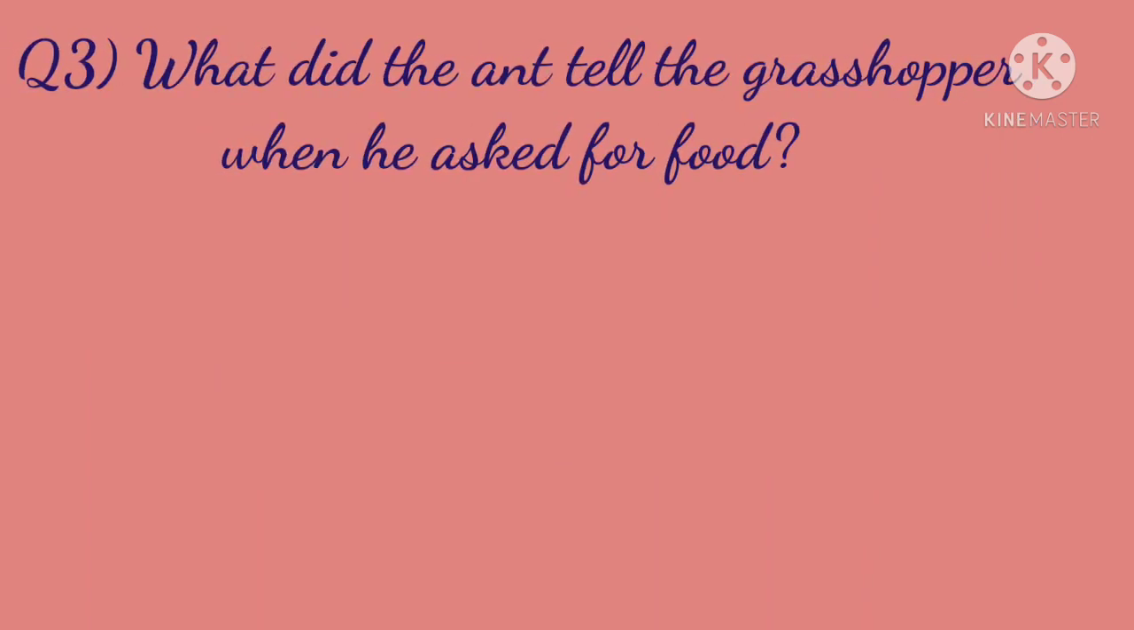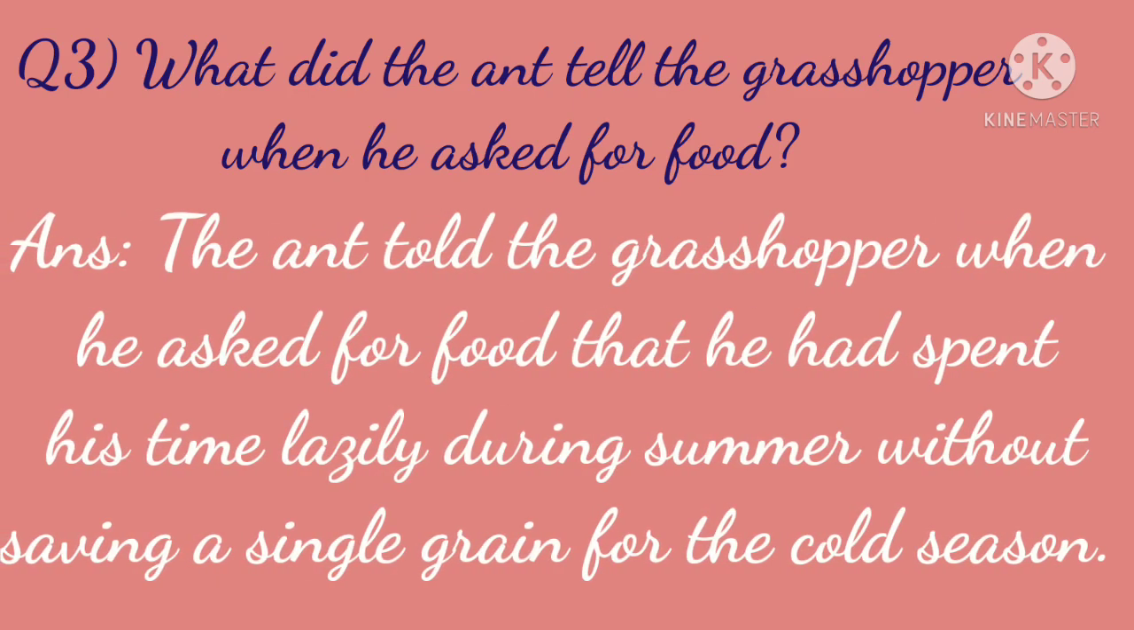Question number 3. What did the ant tell the grasshopper when he asked for food? The answer is, the ant told the grasshopper when he asked for food that he had spent his time lazily during summer without saving a single grain for the cold season.